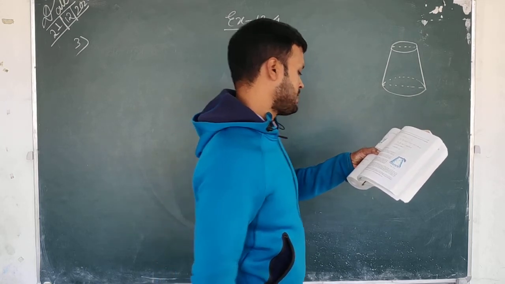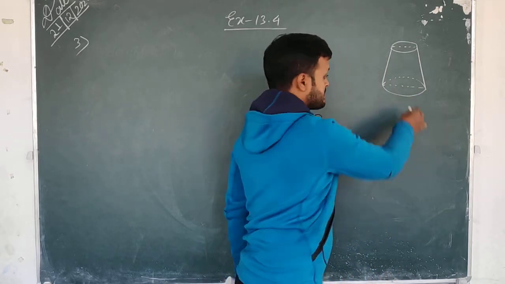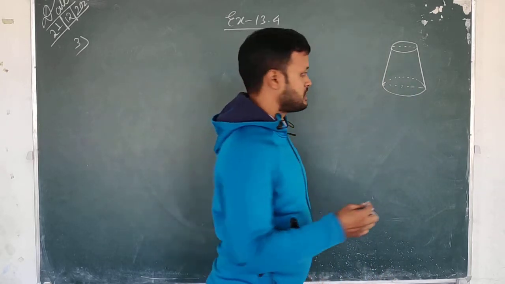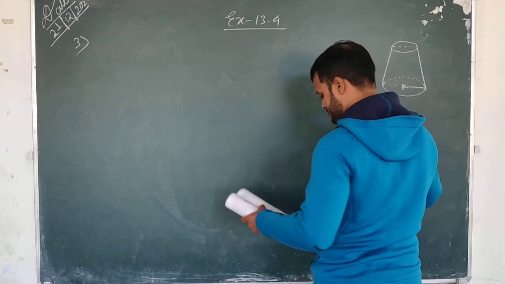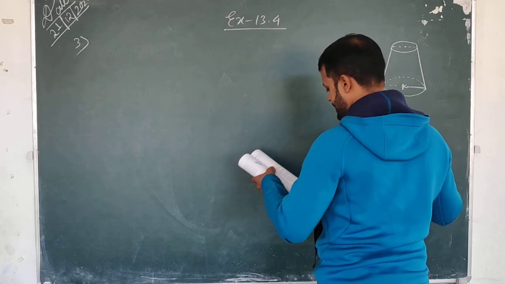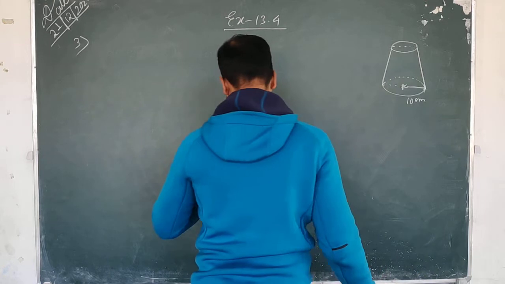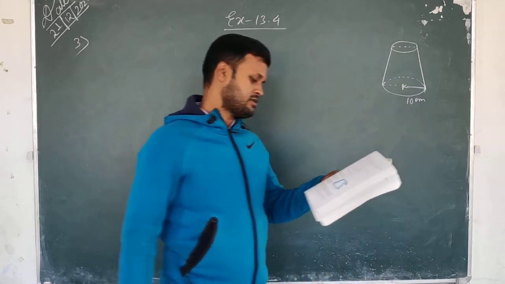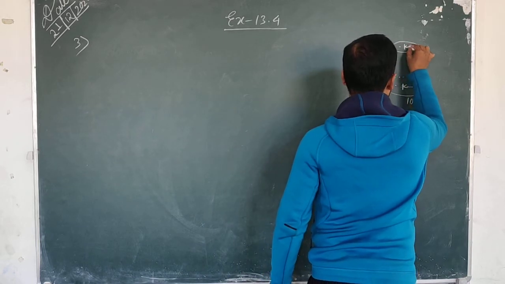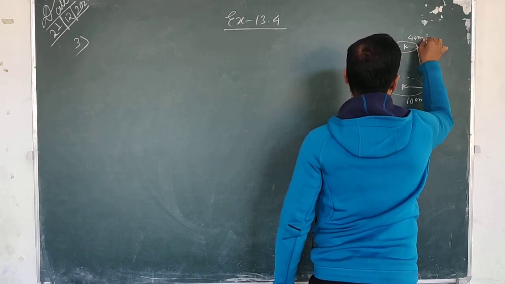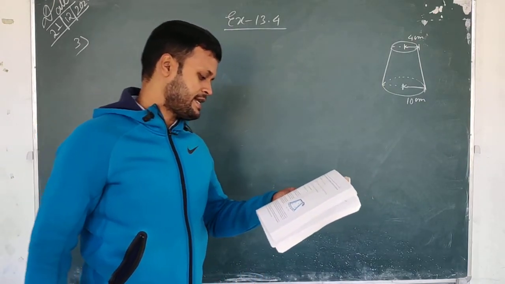If its radius on the open side is 10 centimeter, that means this side is open, isn't it? If this side is not open, how will the person wear the cap? So this side is open, so the radius is given. Radius on the open side is 10 centimeter, radius on the upper base is 4 centimeter.